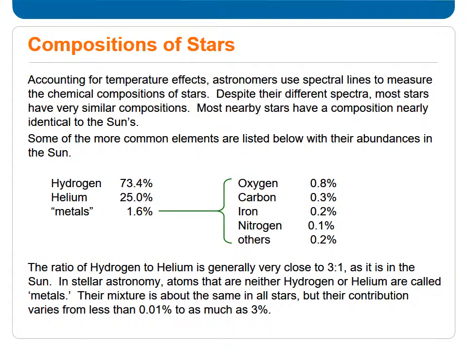Most nearby stars have a composition nearly identical to the sun's. Some of the more common elements are listed below with their abundances in the sun. The ratio of hydrogen to helium is generally very close to 3:1, as it is in the sun. In stellar astronomy, atoms that are neither hydrogen nor helium are called metals. Their mixture is about the same in all stars, but their contribution varies from less than 0.01% to as much as 3%.